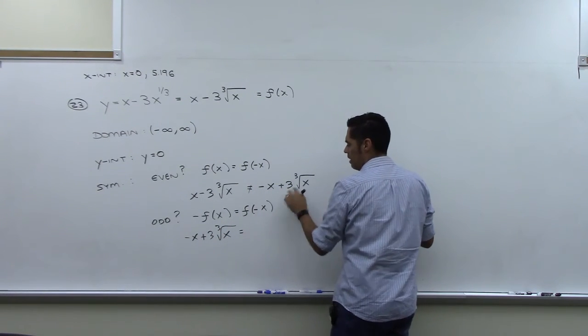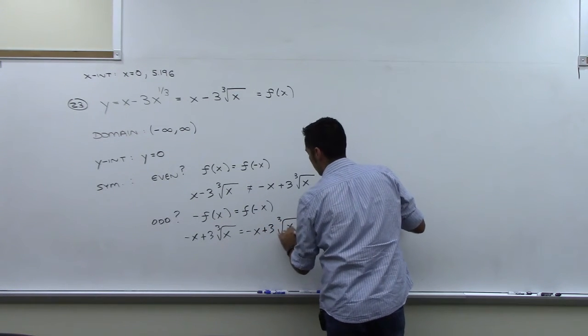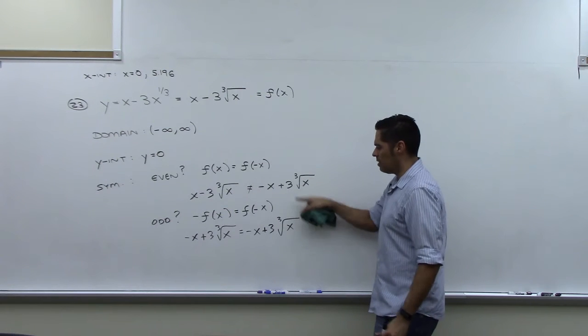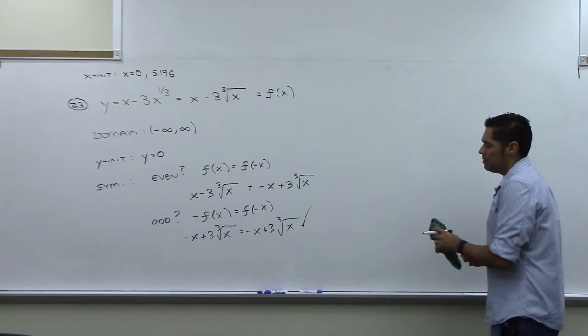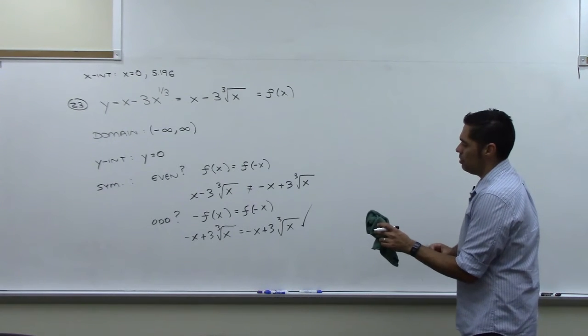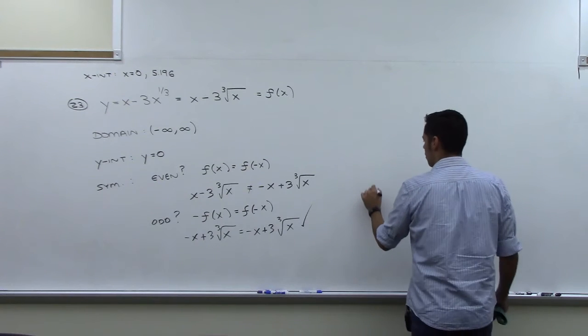Well, we just did that right here, so it's the same thing we had up here. The f of negative x is this. Are these the same? Yes. And that means that when I graph this function, it should be a reflection over the origin.